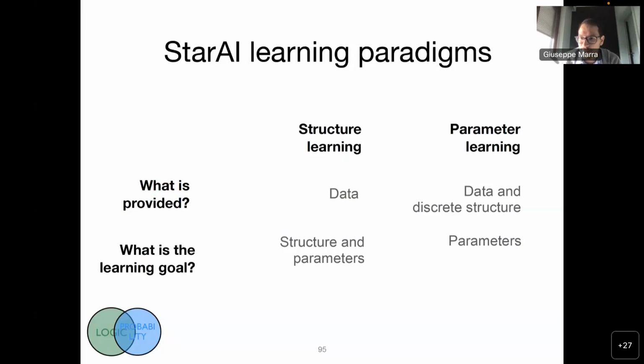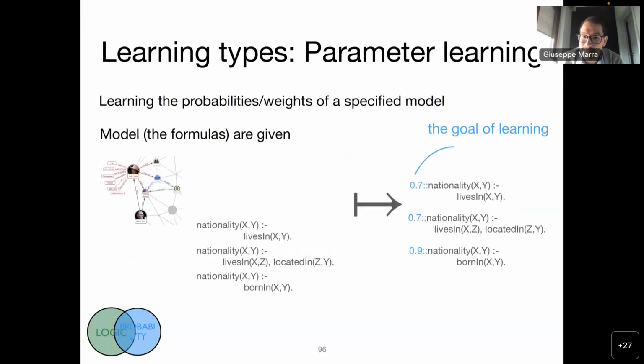In parameter learning, instead, we consider that as input we have both the data and already the structure. So we know already the structure of the data. What we are unsure about and want to learn from the data are the parameters, the probabilities. So let's start with parameter learning because it's usually the simplest setting, and it's also a step in structure learning, so it's propaedeutic to structure learning as well. We see that the goal here is that we are given data and the rules, and what we want to learn is the labels of these rules.